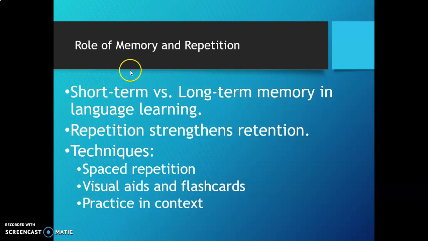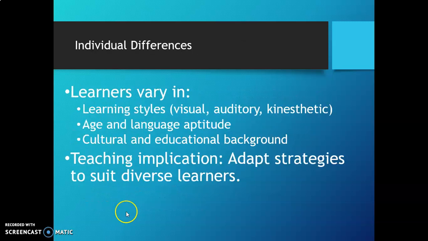And there is a very important role of memory and repetition in language learning. Both are important in language learning, like short-term and long-term memory. Repetition strengthens retention. So we can use techniques like spaced retention, visual aids and flashcards, and practice in context.